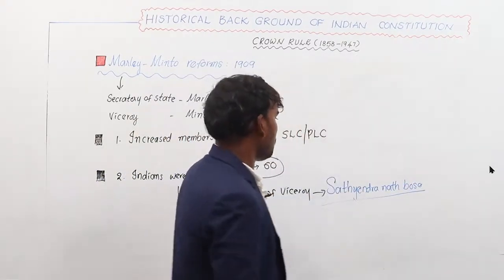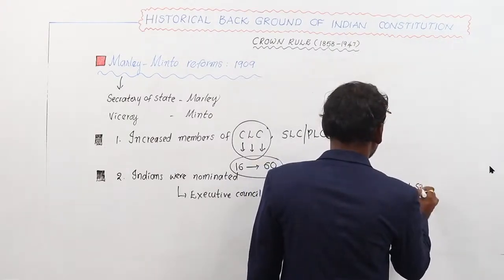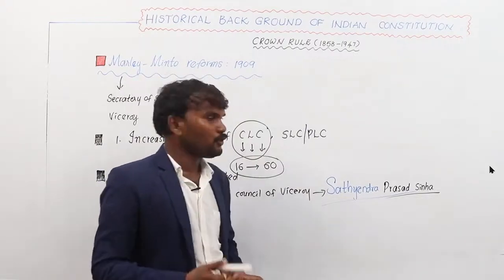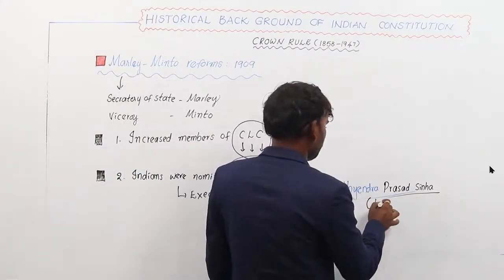Sir, Satyendra Prasad Sinha, not Bose. Satyendra Prasad Sinha was the first Indian who was nominated to the Executive Council of Viceroy as a law member.